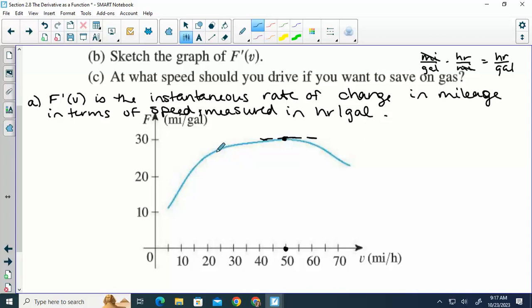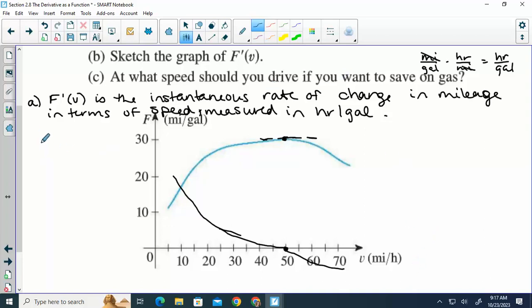So if we look at that, once you get to about here, it's going to be flattening out and getting closer to 0. So a very informal graph with something like this. After that point, our mileage is decreasing, so the derivative would be negative. Not a very accurate graph, but we have the correct shape.